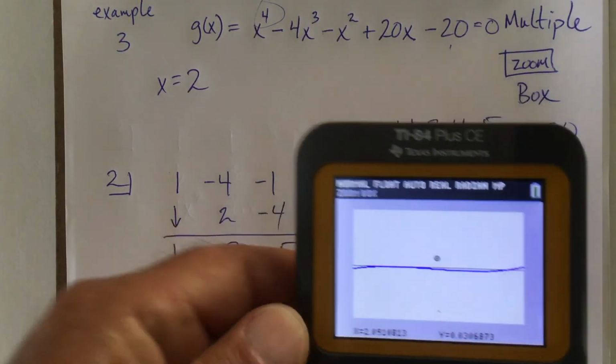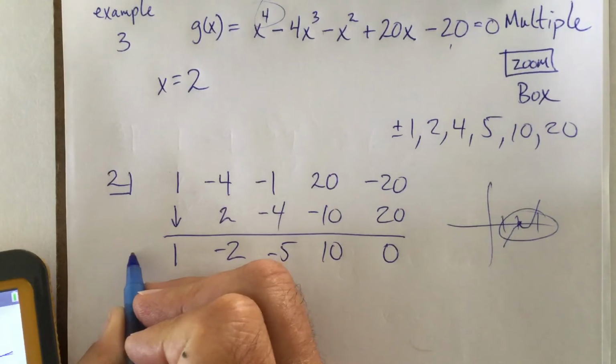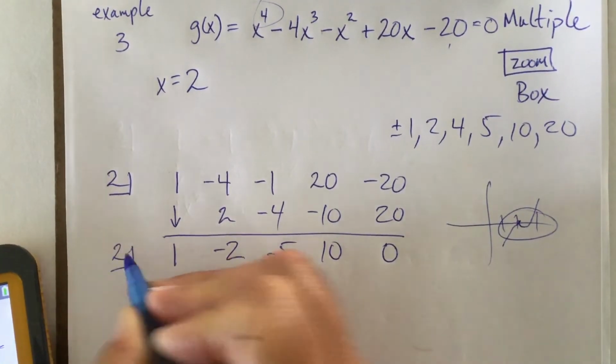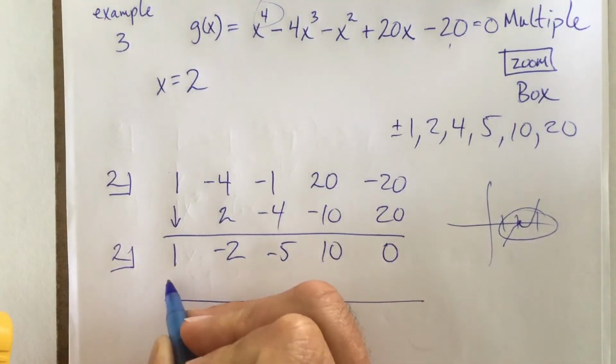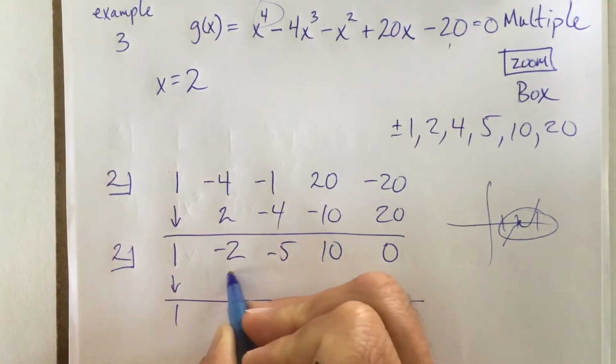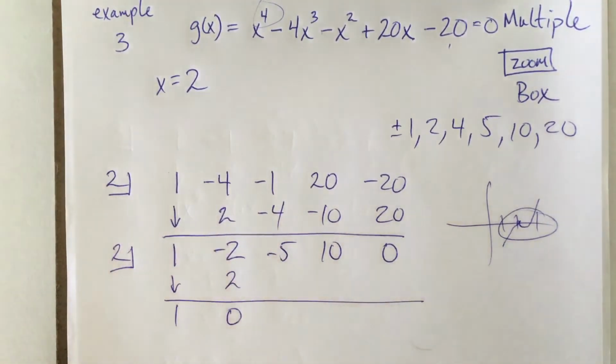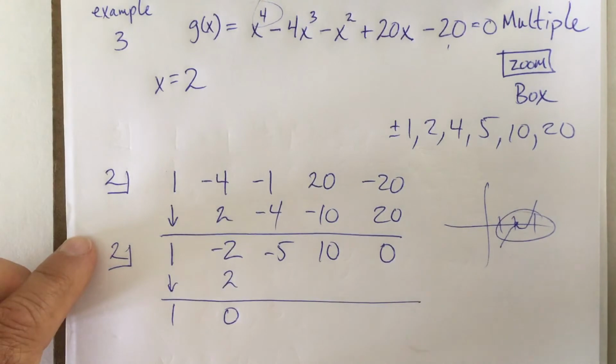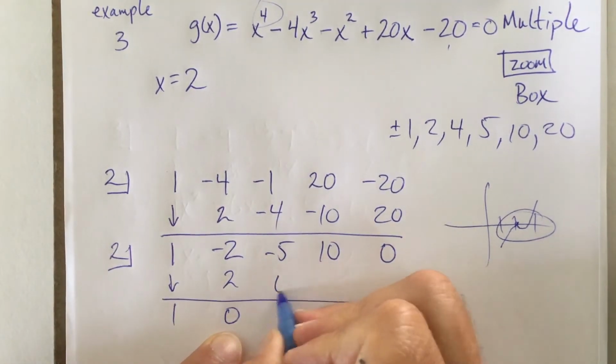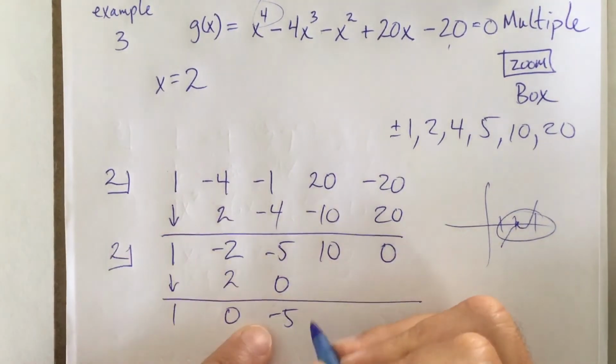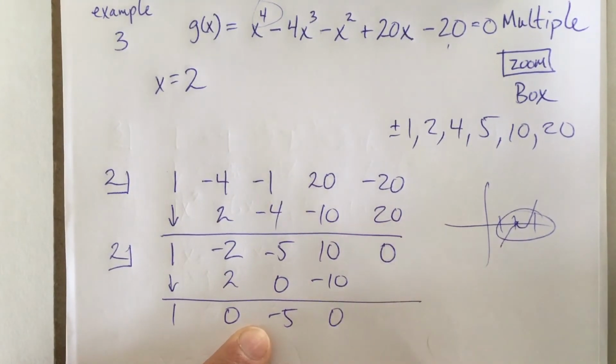But what does that tell me? It says, well, I'm going to go back down here and I'm going to use 2 again. I'm going to bring the 1 down. I'm going to go 2 times that. And then I go, uh-oh, there's a 0. Well, that happened to me in example 1. That's okay. 2 times 0 is 0. Add down, I get -5. 2 times that, -10. Boom.